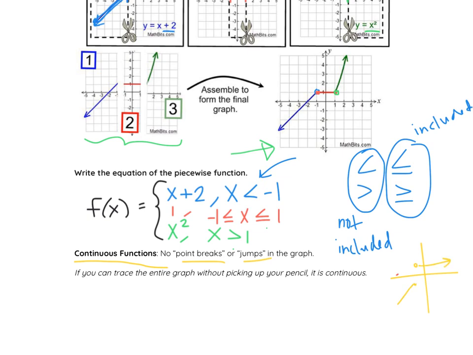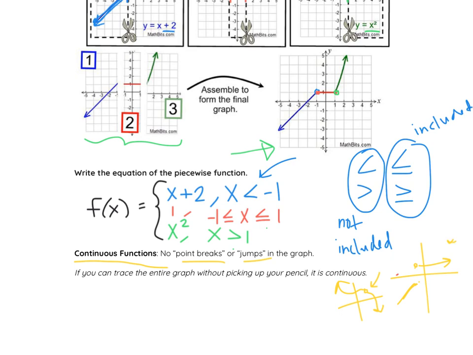This is a jump because, to get from here all the way up here, I have to jump. A point break sometimes occurs when it looks like this. So maybe I have a function, then there's just an open circle there. So this isn't necessarily a jump like the second graph that I drew, but there is a discontinuity.